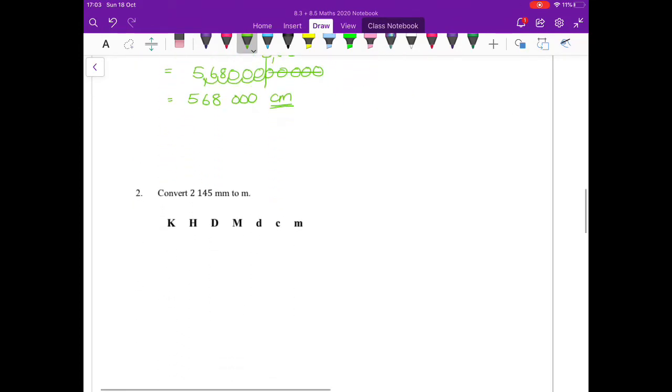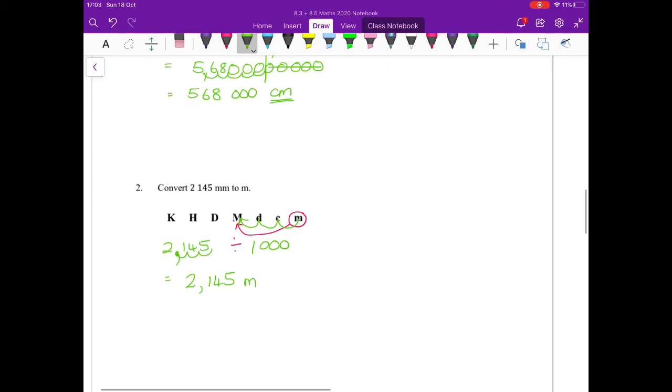Right, let's look at the next one. Convert 2,145 millimeters to meters. Here are my millimeters. I am changing to meters. When I go this way, I have to divide. How many bunny hops? Well, it's 1, 2, 3. I put a 1 in front, so I'm going to take 2,145 and divide it by 1,000. I could do it like that, or on my calculator, so that would be 2,145. Do not forget your units. Meters. These are quite straightforward.